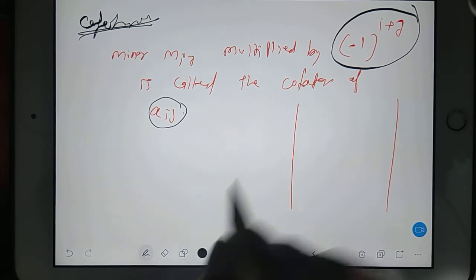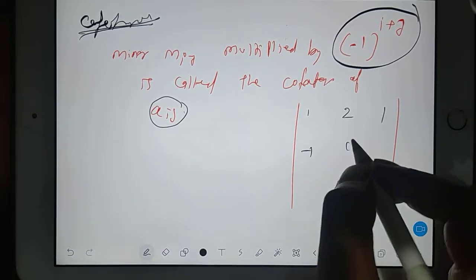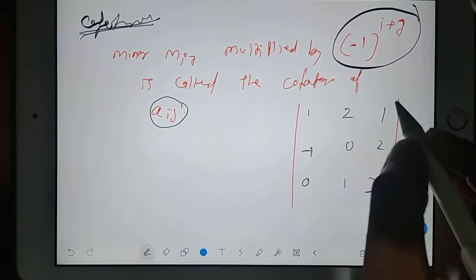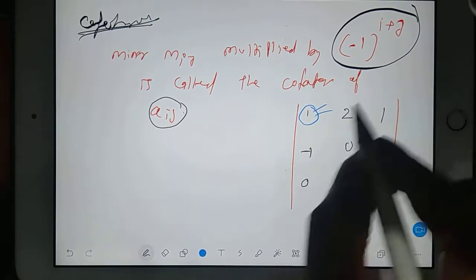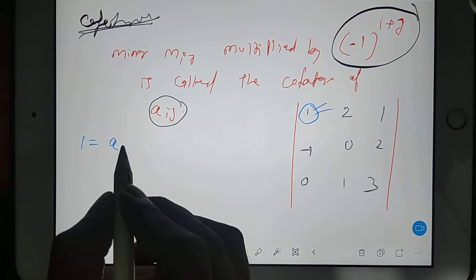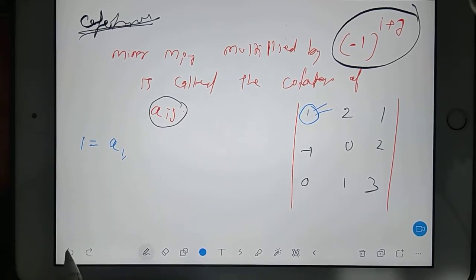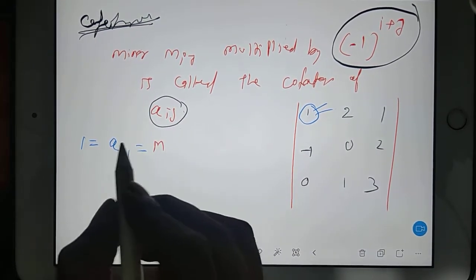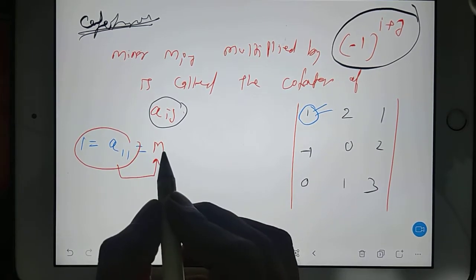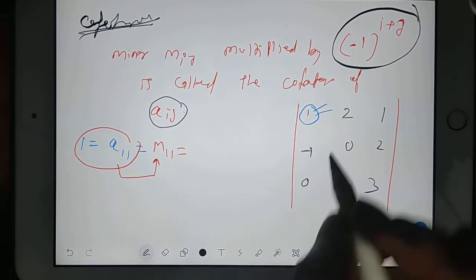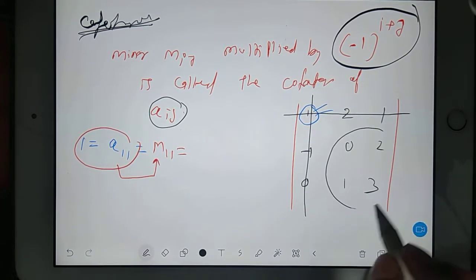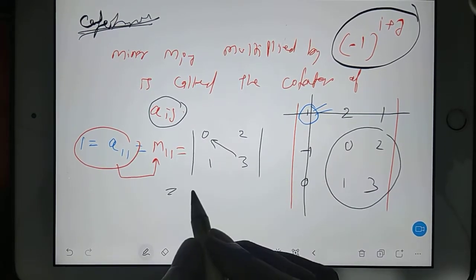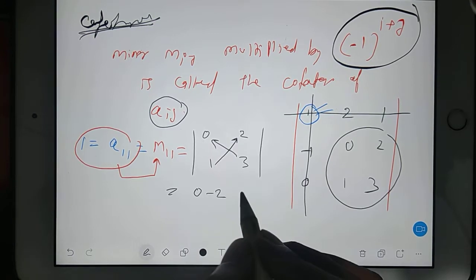For example, take one example: 1 2 1, minus 1 0 2, 0 1 3. Now suppose let's find it for this element. This 1 is the element sitting in the first row and first column, 1 1, so you put 1 1. Now if you are finding the minor for this element, I will use the minor symbol. How will you find the minor? You leave this row and column, and the remaining elements are 0 2 1 3. Multiply 0 by 3, the answer is 0, and 2 by 1, the answer is 2, so you get minus 2.